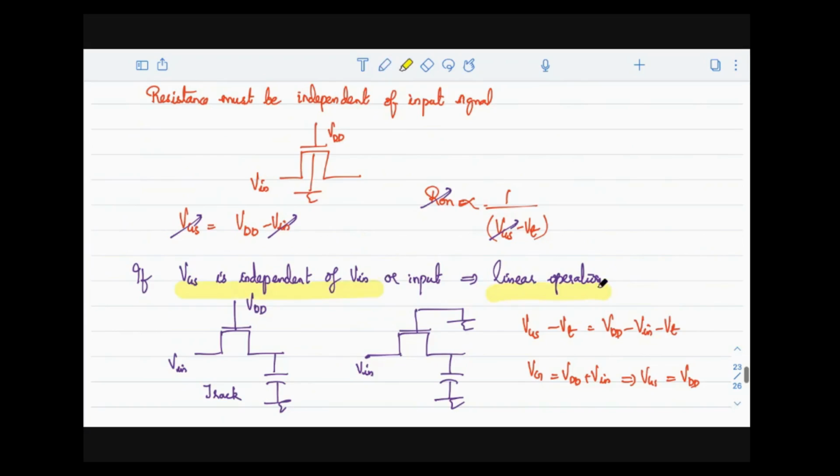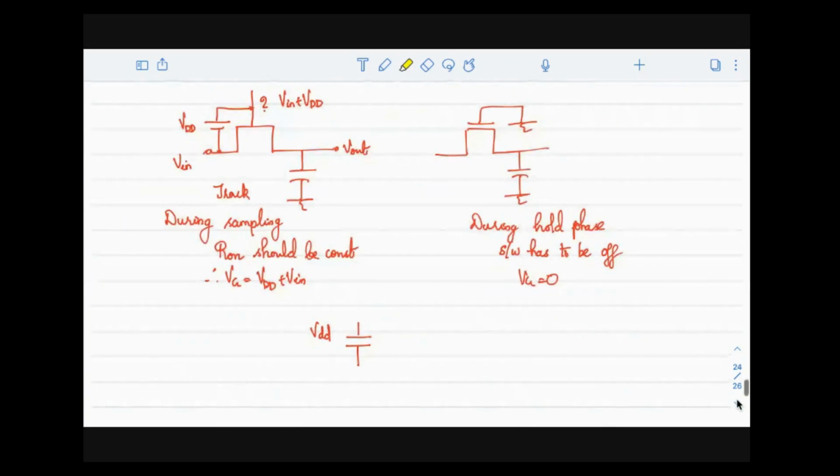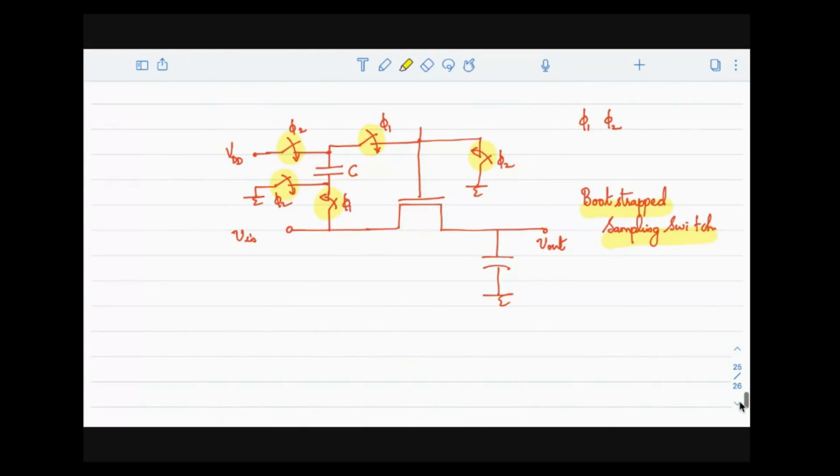How can we do that? Basically by connecting VG to a potential of VDD plus Vin, so that your VGS will remain at VDD. So this is what we discussed the other day. Based on that, we understood that we need to have a battery connected there. We cannot directly keep a battery. That is why we are charging a capacitor and placing it there.